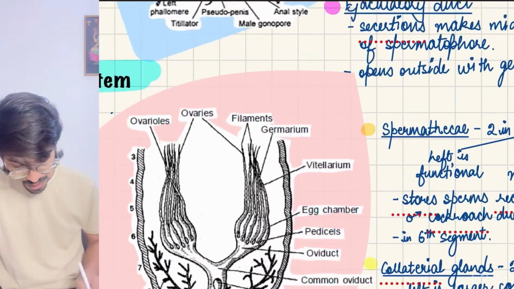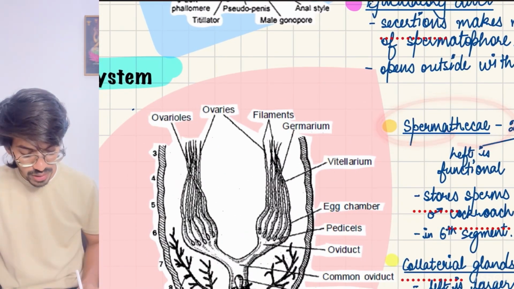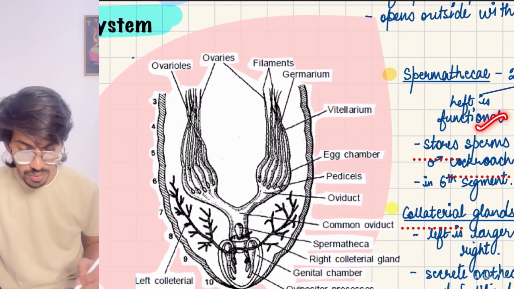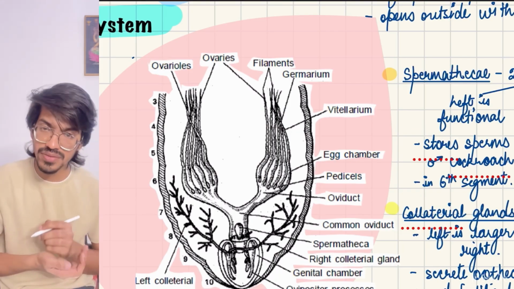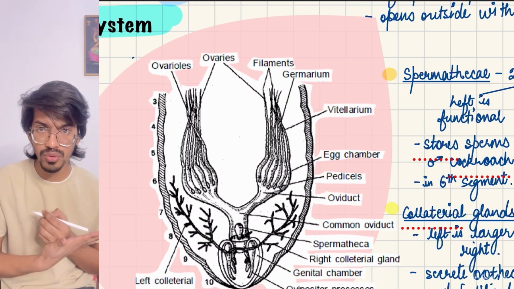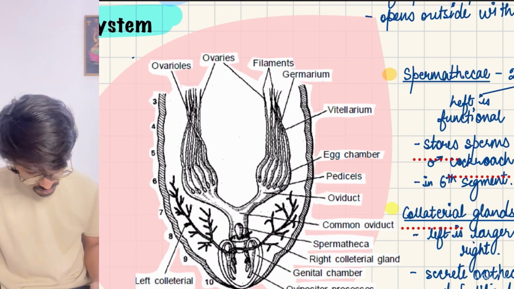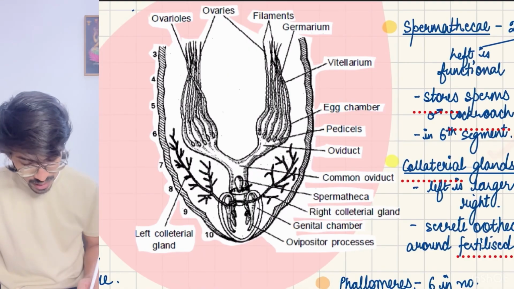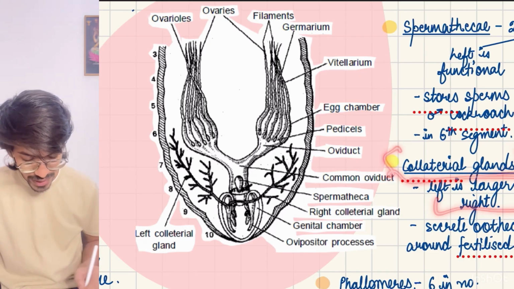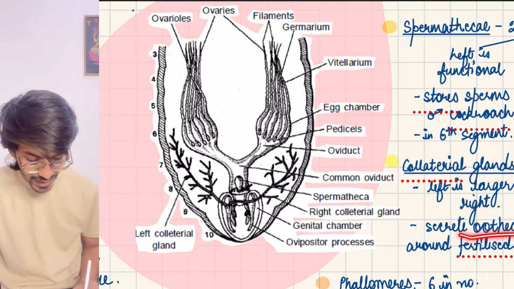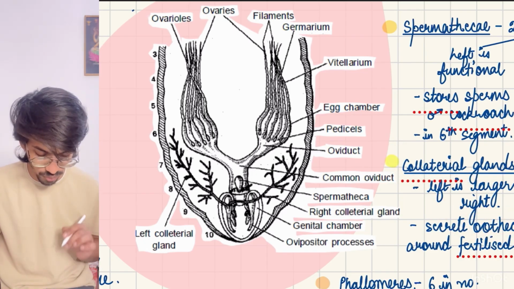Okay, then we have what? Spermatheca. They are what? They are 2 in number. One is functional, one is non-functional; the left is the functional one. It receives the spermatophores from the sperm and is present in the 6th segment. During the mating, it is being received. Okay, then collaterial glands, they are 2 in number. Left is larger than the right. It secretes ootheca, the egg capsule, and the egg is fertilized over here.